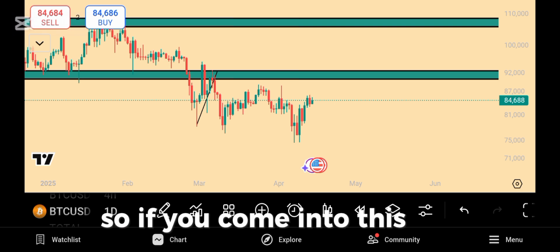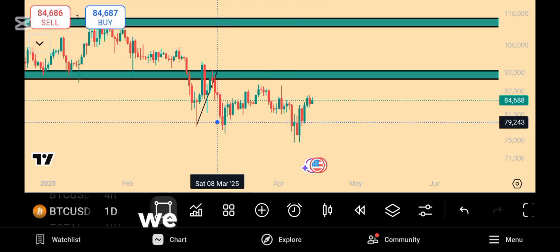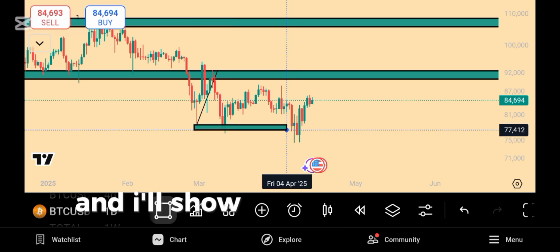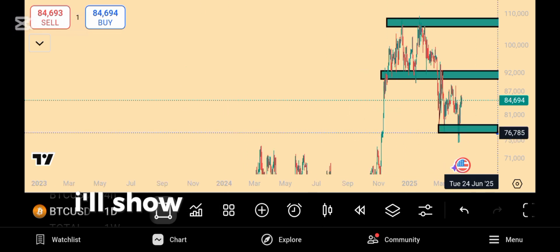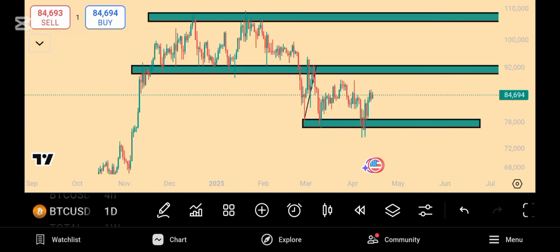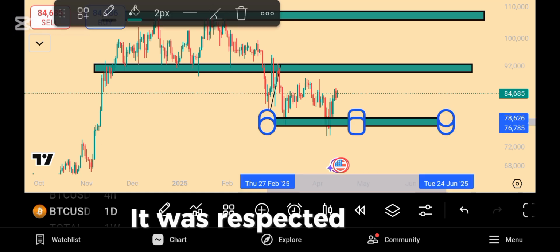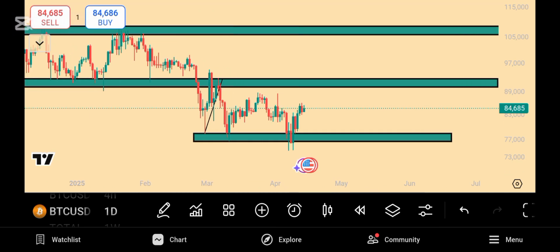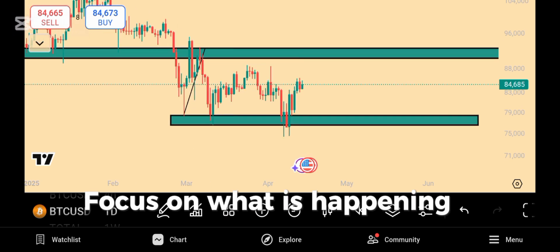If you come into this level, we have our zone here, which is our immediate zone on the daily time frame, and I'll show you how this zone was respected. It was respected so well, and that is the reason I'm telling you that you should focus on the immediate formations. Focus on what is happening at the immediate zone.